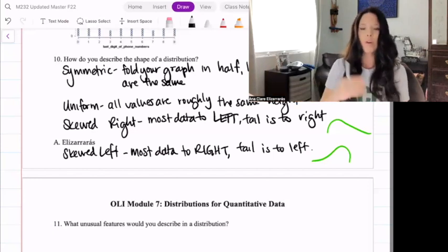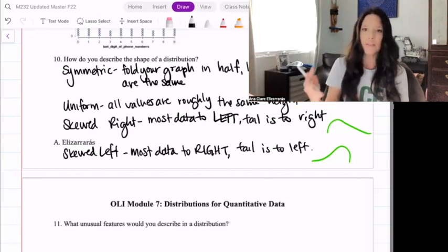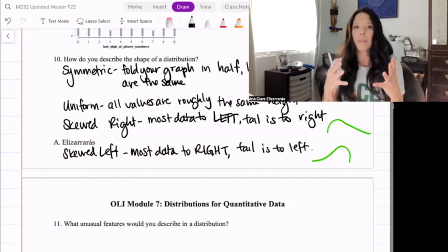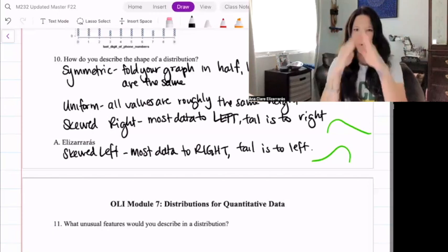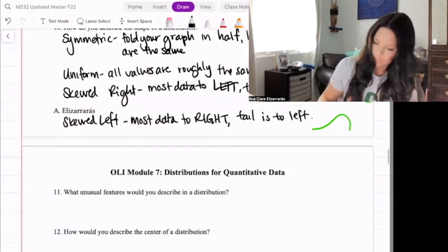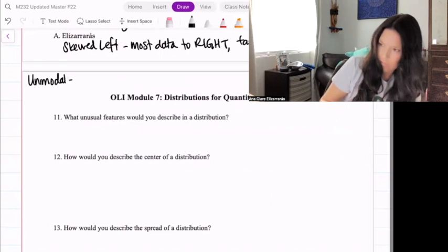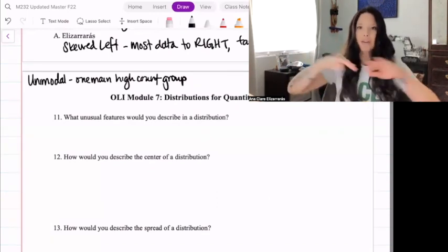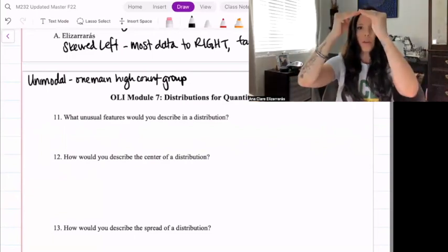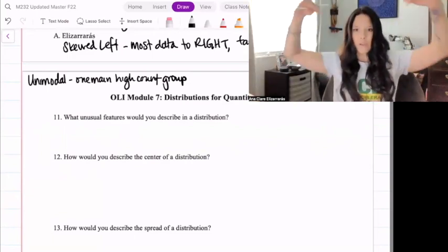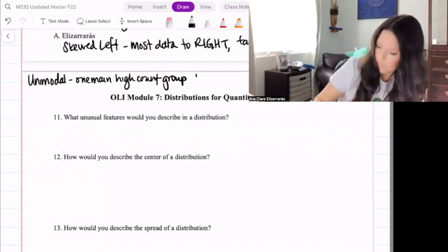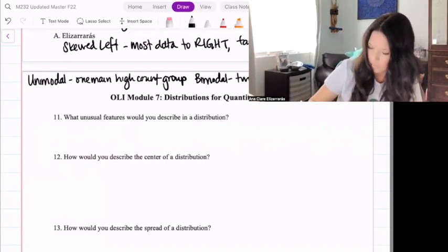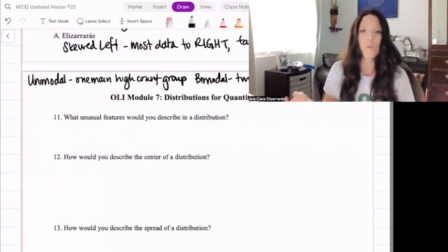Talking about modes, unimodal means there's one clear group of high data. Like the most counts occur for one group, one kind of clumped together. Bimodal means there's two groups that have high counts that are separated from each other. It's not just two that are close together. It's got to be separate values where there's a valley in between them. And then multimodal is anything more than bi.